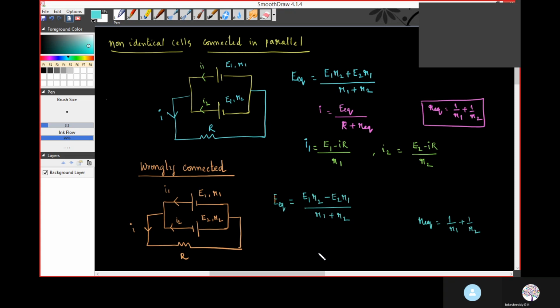So when the cells are wrongly connected, I mean connected in reverse polarity, generally we call this connected in reverse polarity. Then we are going to get these equations.